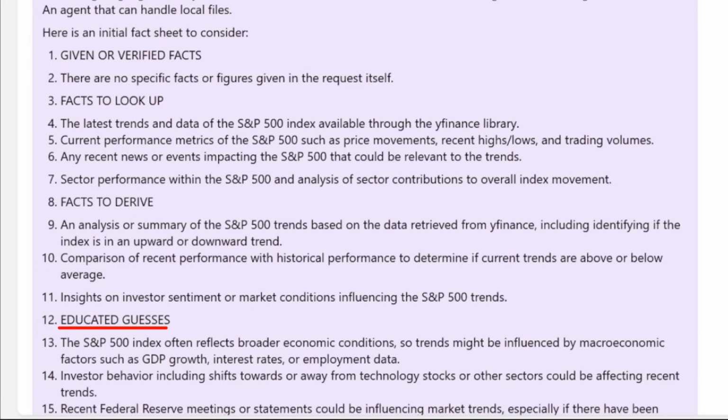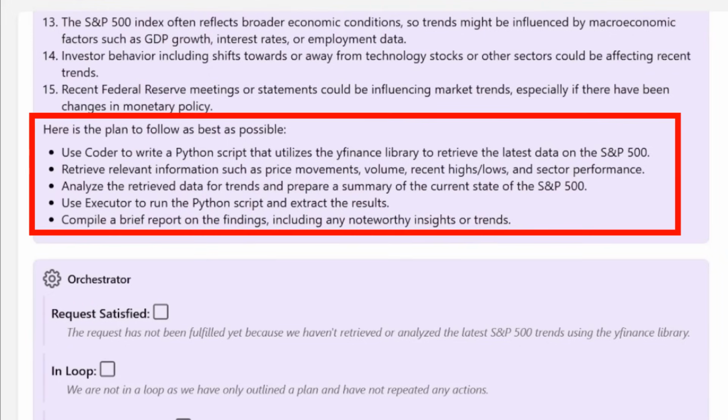And I think the educated guesses part is really interesting, and that is setting up in some ways some few-shot examples of things that would be in the realm of things that would come out of this. And then we can see that it finishes off with, here is a plan to follow as best as possible. Use the coder to write a Python script that utilizes the Y Finance library to retrieve the latest data, then retrieve relevant information, analyze, use the executor to run the Python script and extract results, compile a brief report on the findings.